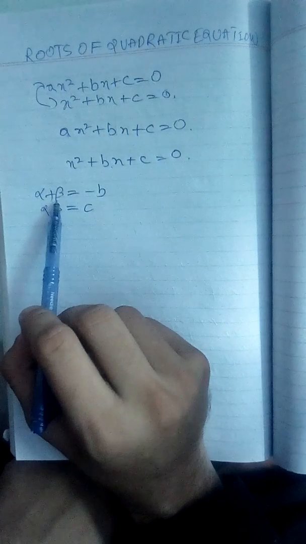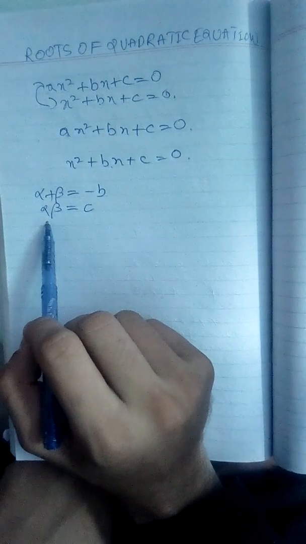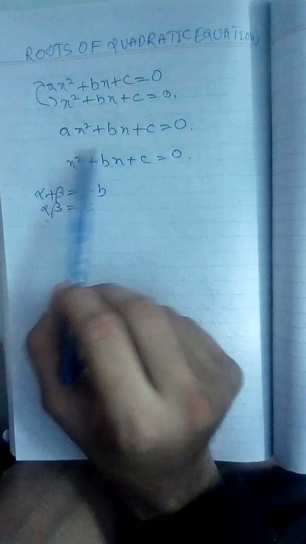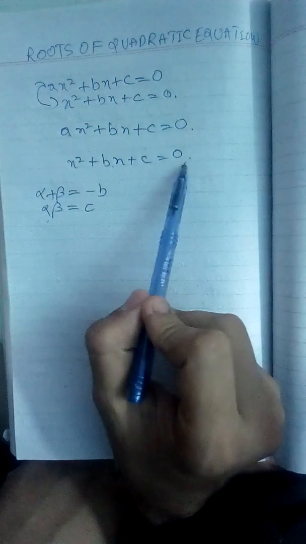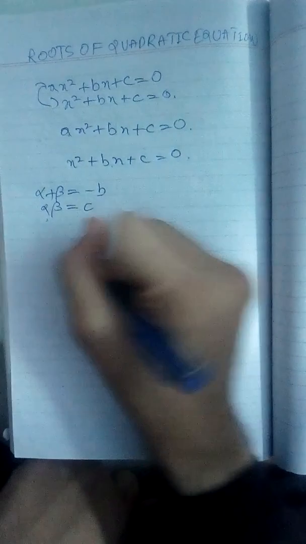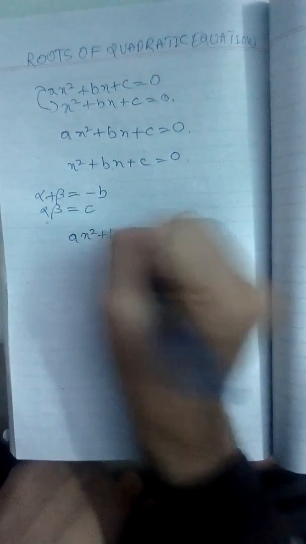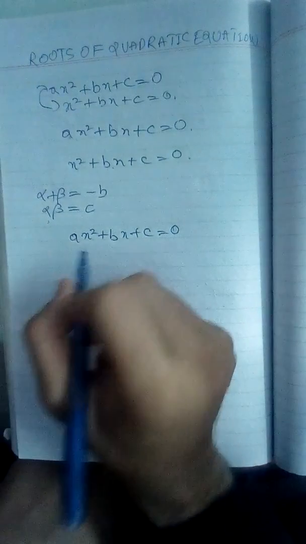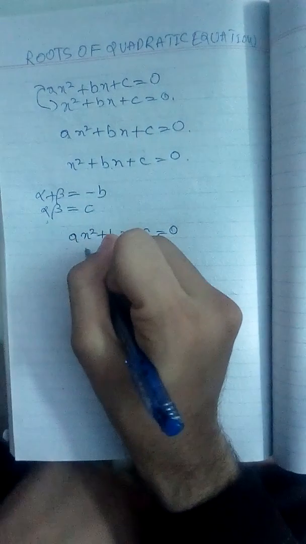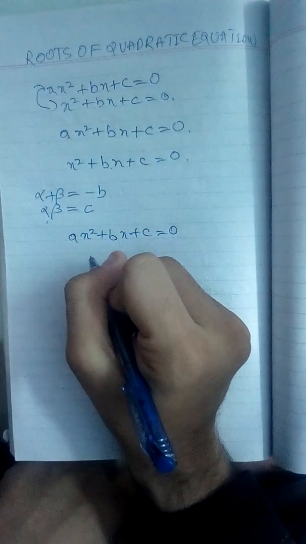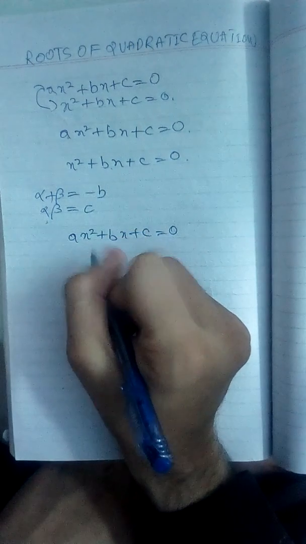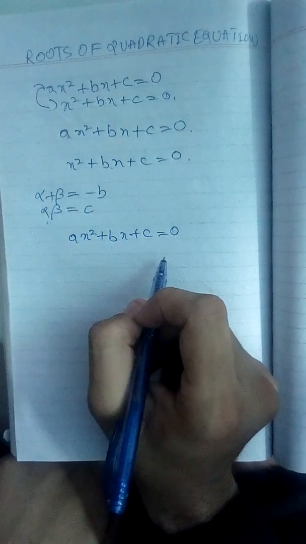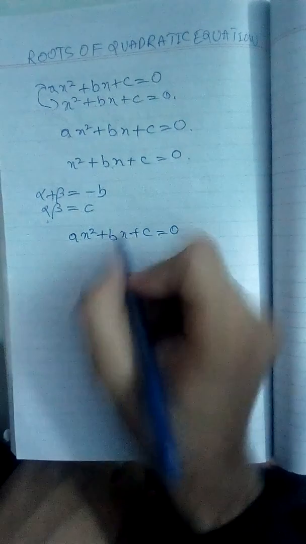Now how can we express the sum and the product of the roots in terms of the coefficients and the constant of the quadratic equation in the form ax square plus bx plus c? Now let us see. Ax square plus bx plus c equals 0. We can simplify this equation by dividing both sides by a. In short, I would say that we are dividing all the terms of this equation by a. So in this way we would be reducing the equation.